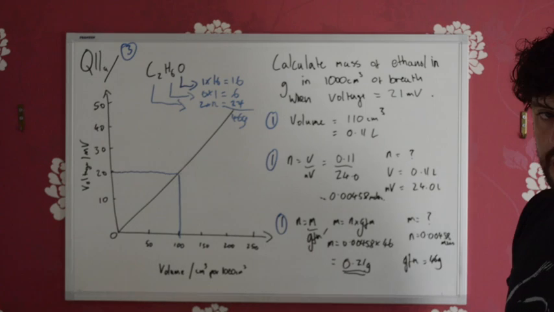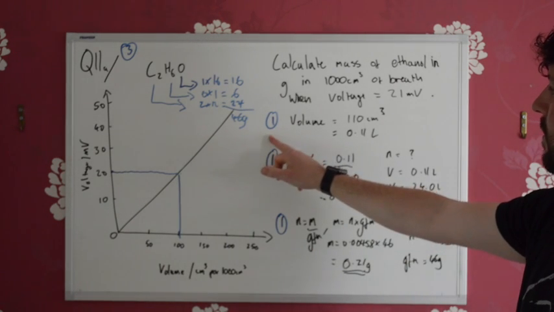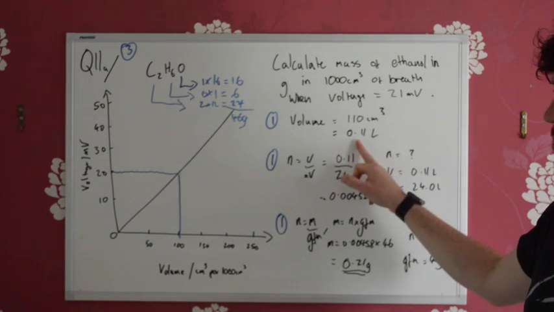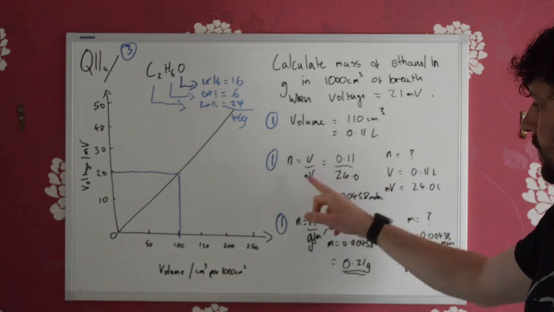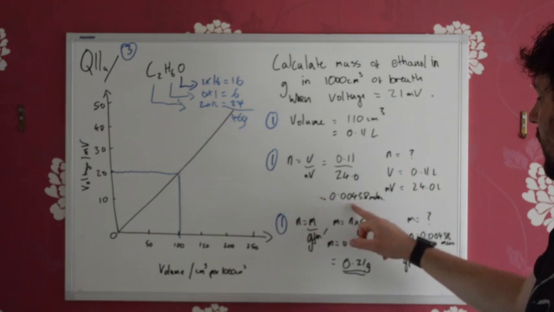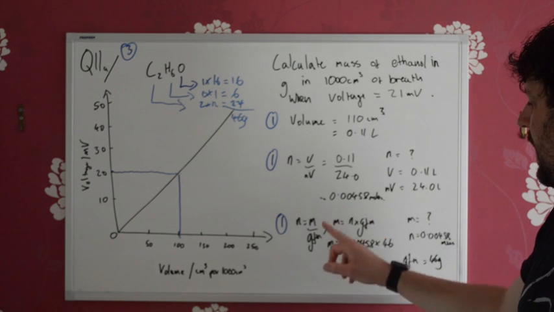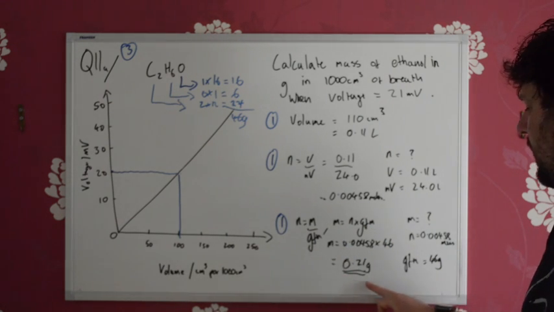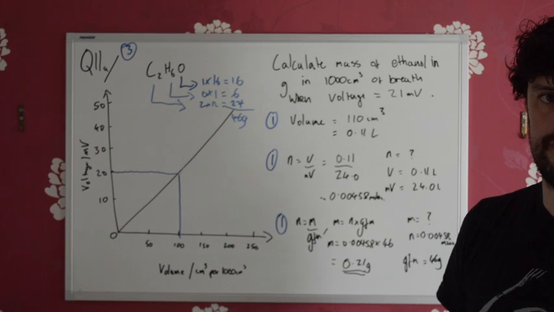So just the breakdown of the marks here: you get 1 mark for telling me the volume in litres, 1 mark for telling me the number of moles of ethanol that we have, and the final mark is for telling me the mass of the ethanol that we have.